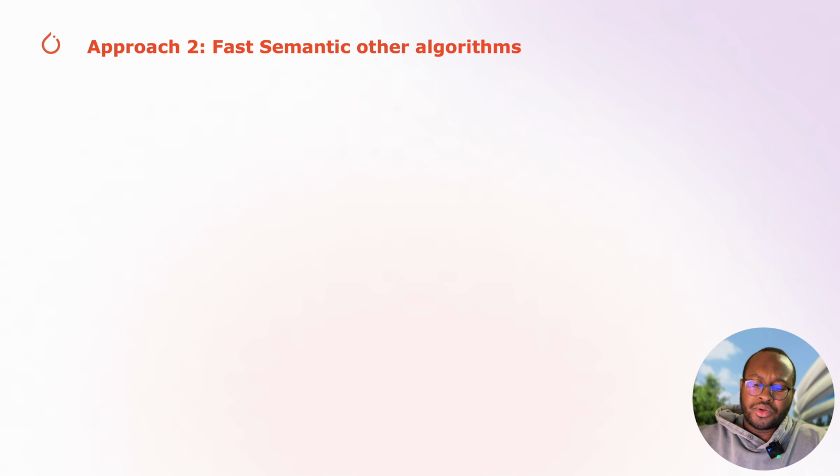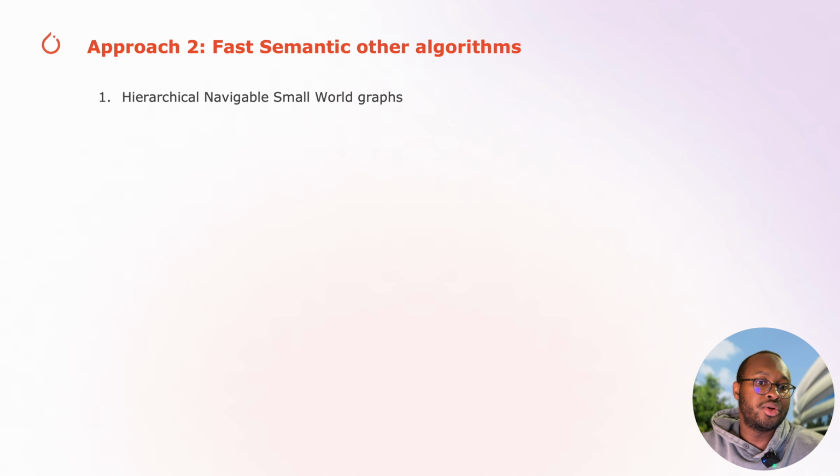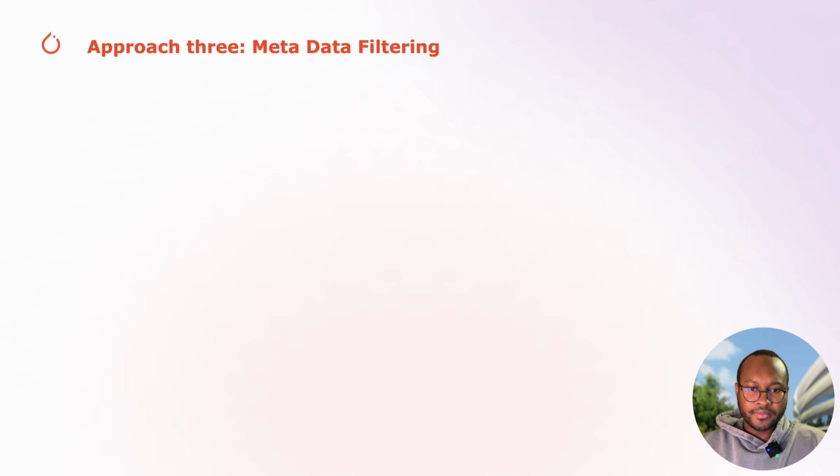This is a basic algorithm. One of the disadvantages is that you have to build a graph beforehand. Other fast algorithms that are even more sophisticated include hierarchical navigable small world graphs, which is also graph based, and inverted file index. You can check them online. I don't want to go into them.